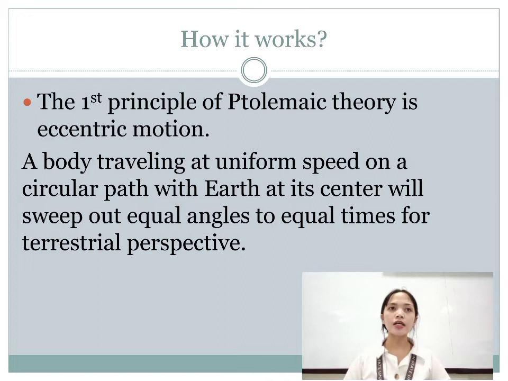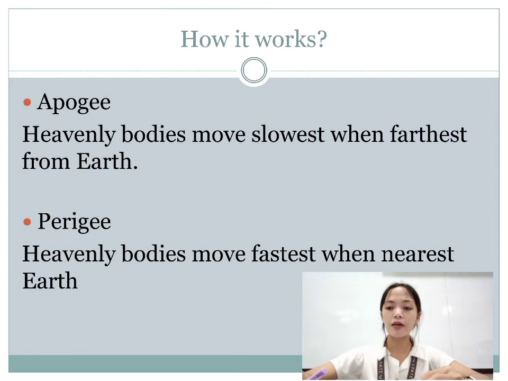How does this theory work? The first principle of Ptolemaic theory is eccentric motion. A body traveling at uniform speed on a circular path with Earth at its center will sweep out equal angles in equal times from a terrestrial perspective. However, if the path center is displaced from Earth, the body will sweep out unequal angles in equal times, and fastest when nearest Earth. With this simple eccentric model, Ptolemy explained the varying motion through the zodiac. Another version of the model, suitable for the moon, had the direction of the line from apogee and perigee.